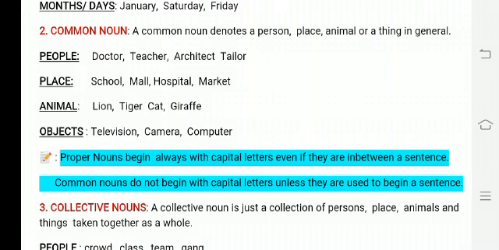Remember, proper nouns always begin with capital letters. A proper noun always begins with a capital letter even if it is in the middle of a sentence. But common nouns do not begin with capital letters unless they are used at the beginning of a sentence. Hope you understood.